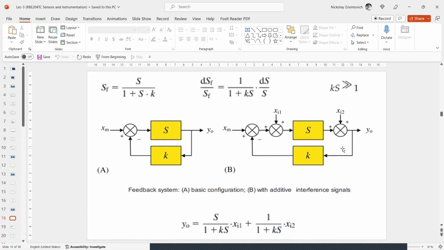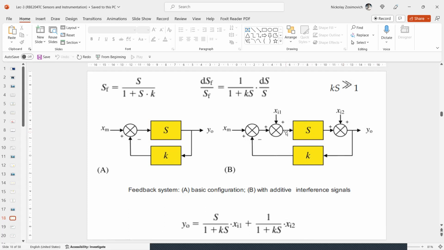Obviously, signals entering at the input of the system are reduced by feedback as much as the measurement signal. So the SNR is not better. And interfering signals injected at the output of the sensing system are reduced by factor S, and that reduces them more than the measurement signal. So our SNR is increased by the same amount.